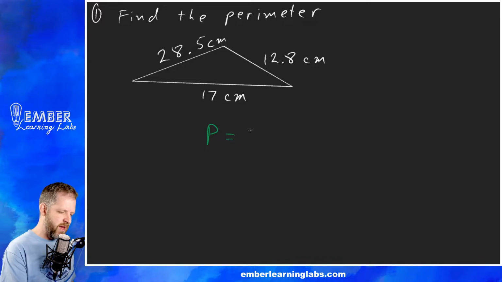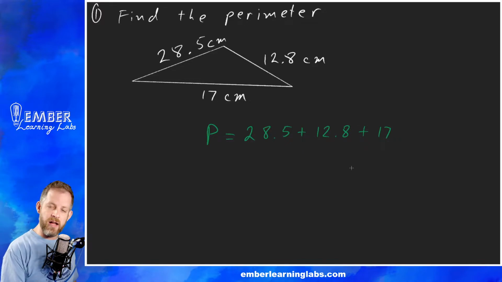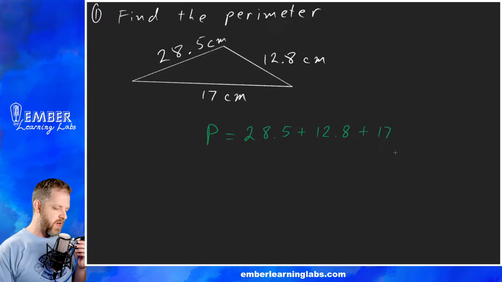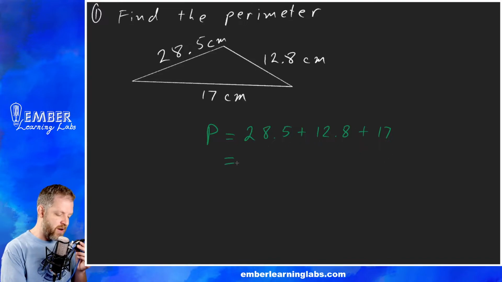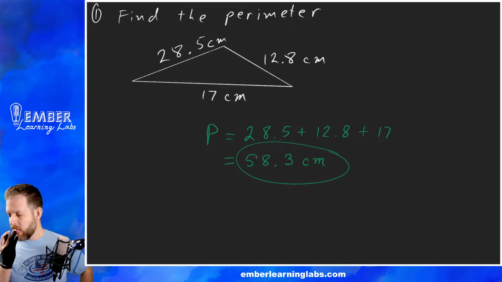All right. 28.5 plus 12.8 plus 17. Okay, so when we add all of those up, you may want to scratch paper that, right? When you add all those up, you end up with 58.3. And we have to put units on there because we were given units, so centimeters. That's no big deal, right?